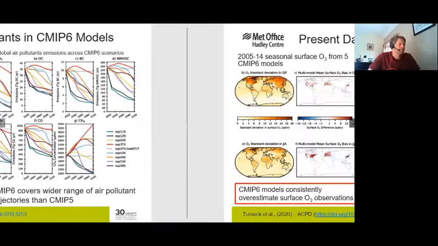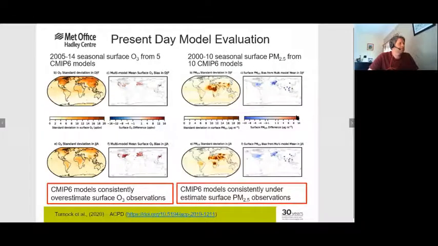One of the first things we wanted to do, hopefully moving to the second slide, is to look at these models in a present day configuration and see how well they are performing against some of the surface observation data sets that have been collated recently. On the left here is surface ozone from 5 CMIP6 models that were made available at the time of this work. The top 2 panels are December, January, February means, and the bottom 2 are June, July, and August. This shows the diversity in the model response in these 10-year climatologies in surface ozone.